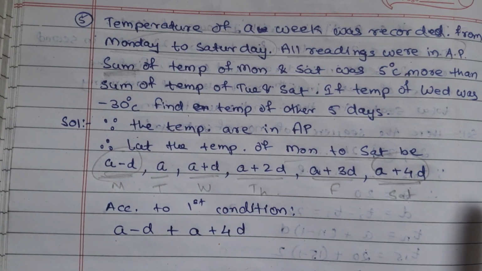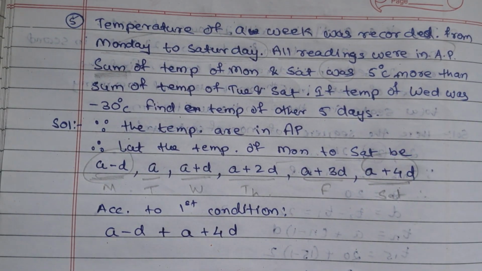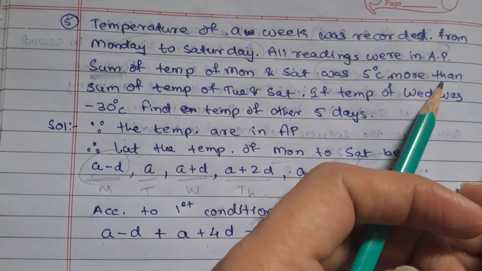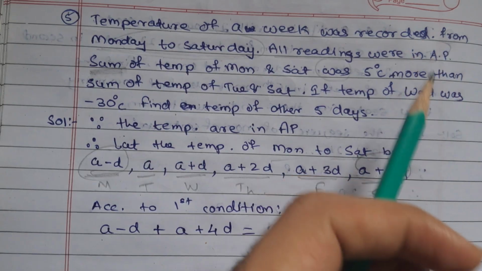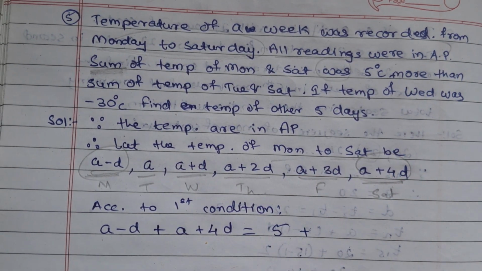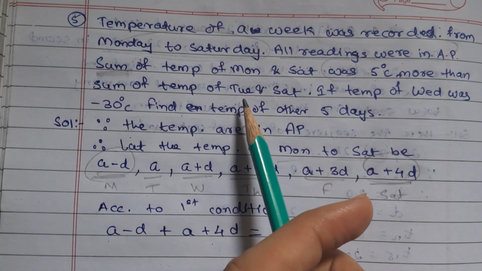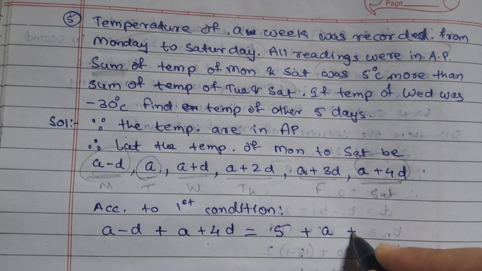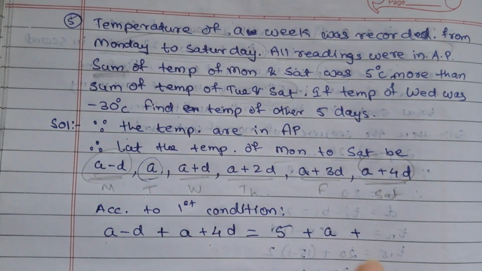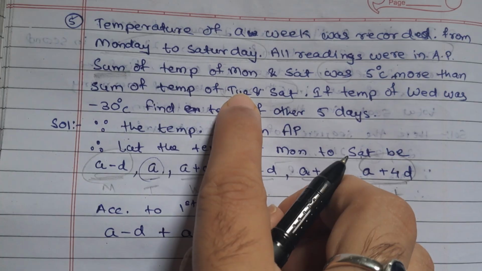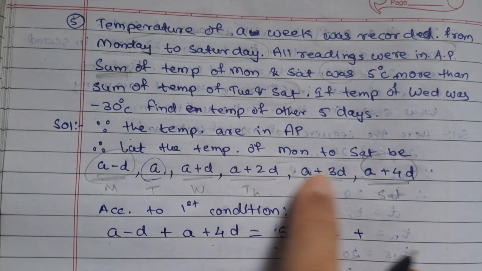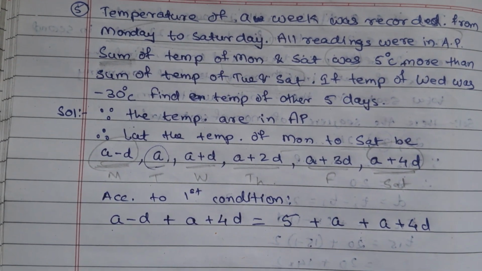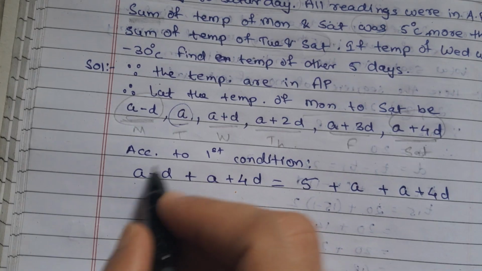Sum of temperatures of Monday and Saturday was equal to what? This was equal to 5 degree Celsius more than. 5 degree Celsius means 5. More than means plus. What? Sum of temperature of Tuesday and Saturday. That means just pick up Tuesday's temperature, that is A. Sum of temperatures it says, right? Sum of temperature means again we have to add them. Whose temperature we have to add? Tuesday and Saturday. Tuesday is A and Saturday is A plus 4D. Simple as that. Now let's just wrap this up in a proper format.